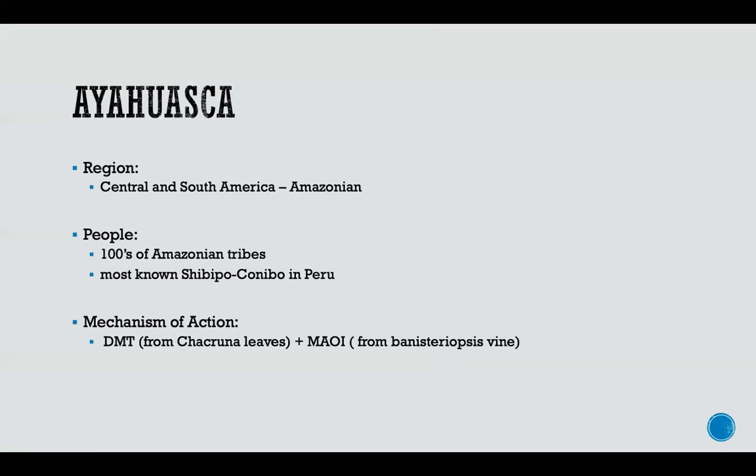The mechanism of action of ayahuasca relies on the combination of the two main ingredients. The monoamine oxidase inhibitor, or MAOI, present in Banisteriopsis vine allows for DMT from the chacruna leaves to be effective in oral dosing.